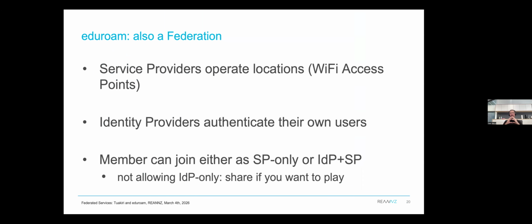And eduroam is also a federation. Now, the shift from Tuakiri is in eduroam, service providers operate locations, essentially Wi-Fi access points that broadcast the eduroam network, and identity providers authenticate their own users. And then you can have member organizations that join as SP only. We now have two airports, for example, that have joined as SP only. They provide the eduroam Wi-Fi on their existing Wi-Fi infrastructure, and your device seamlessly authenticates.